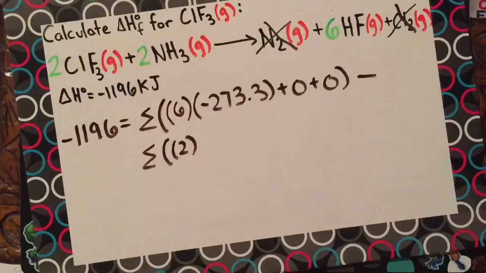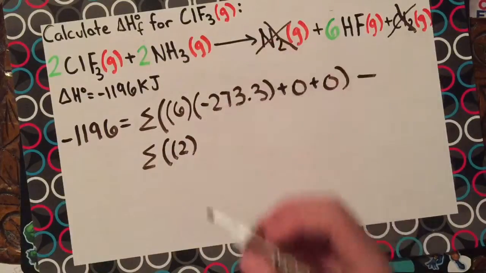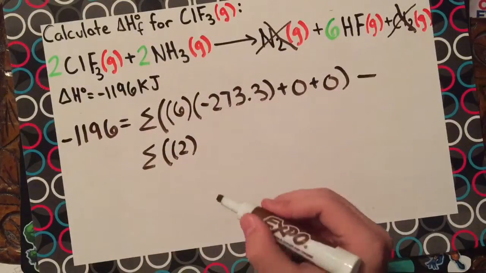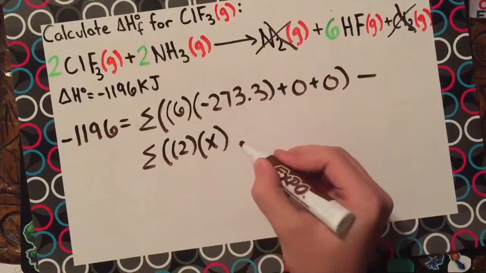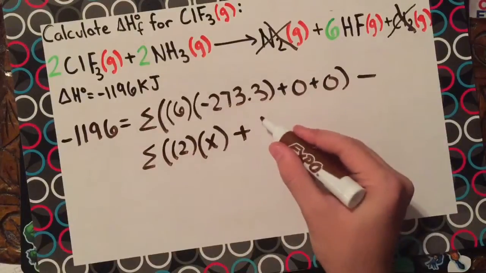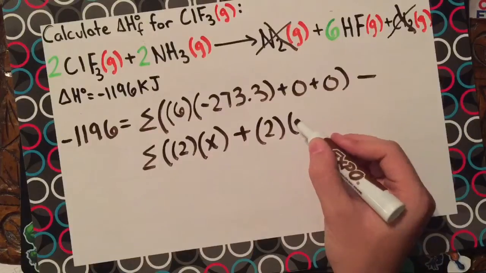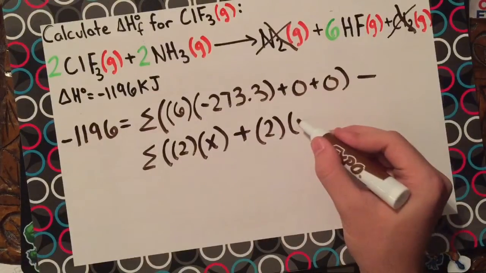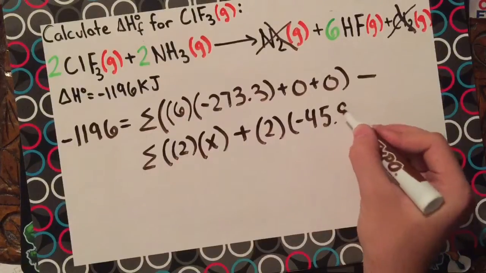But the thing is, we actually don't know what the enthalpy formation is for ClF3. That's what we're trying to solve. So for this one, we're just going to put an X as that, and then we're going to do plus. We have 2 moles for this, NH3. And looking to the textbook once again, the standard enthalpy formation for NH3 is negative 45.9.